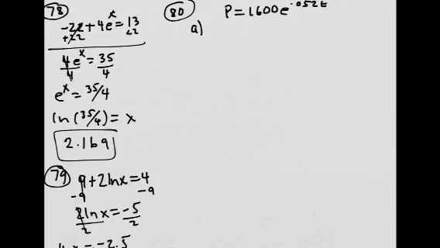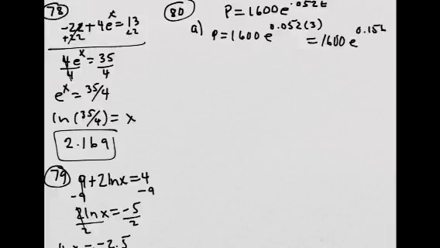Alright, so here's the equation for number 80, and for A they want to know what's the population at time t equals 3. So you just replace the t with the 3. Like that, and then simplify the exponent so that when you multiply the 3 times 0.052, you get 1600 e to the 0.156. Put this into your calculator and you get 1870.